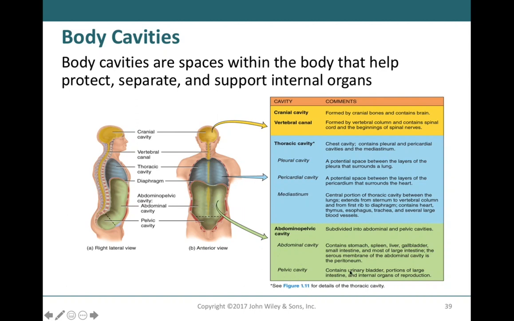In the pelvic cavity, we have our urinary bladder, the other parts of the large intestine, and our reproductive organs. So the pelvic cavity has fewer components because it's a little smaller. And so if you can know these three, that will help you to reasonably assume what parts are going to be found within the pelvic versus the abdominal cavity. So I do want you to know the different components of these as we go.